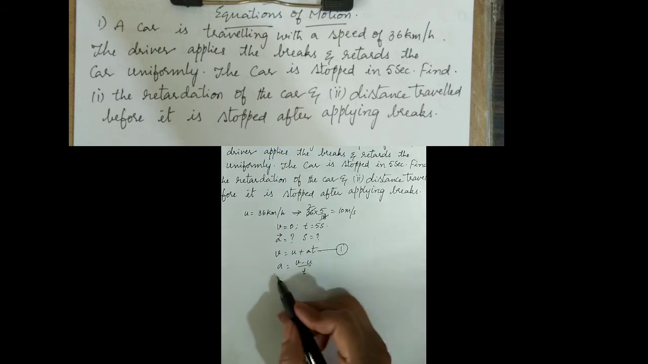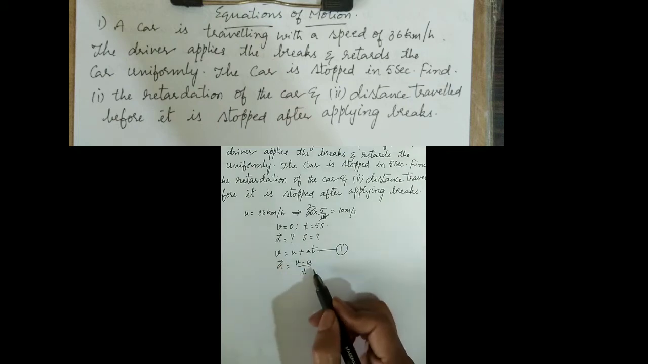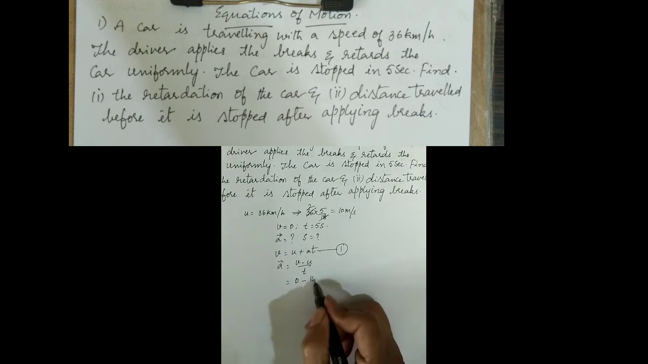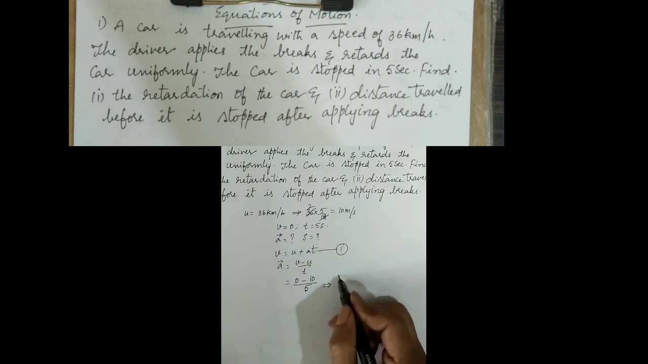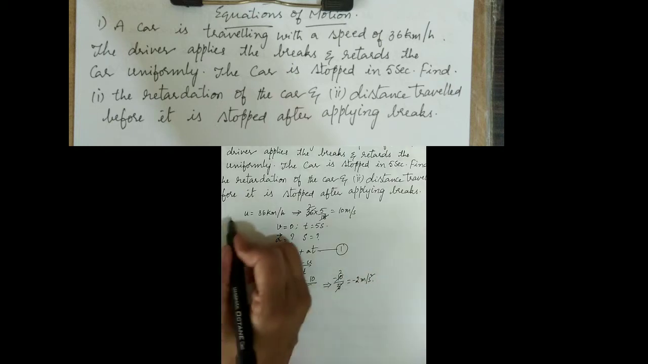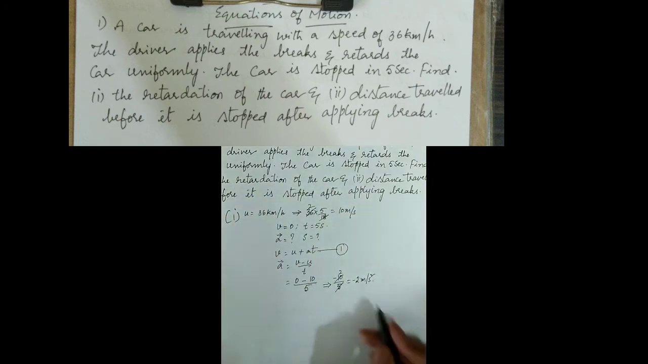Now after conversion, you need to find a is equal to v minus u by t. v is 0 minus 10, by t is 5. That implies minus 10 by 5, which is minus 2 meters per second square. This is the acceleration, this is what he asked, retardation. Since it is retardation, acceleration will be negative.